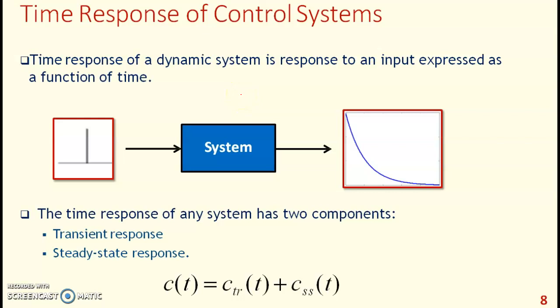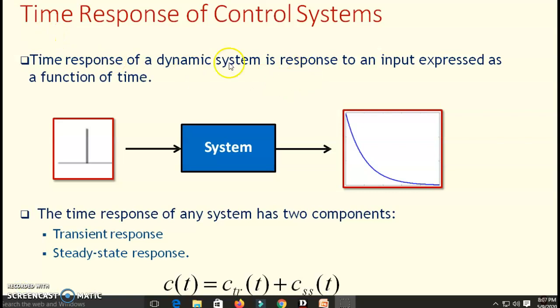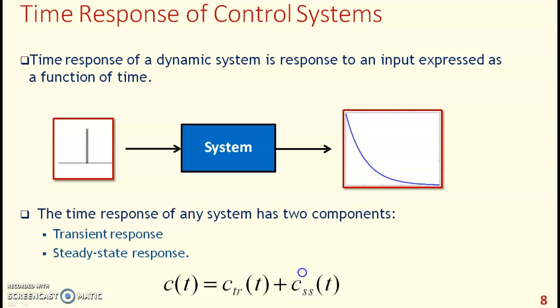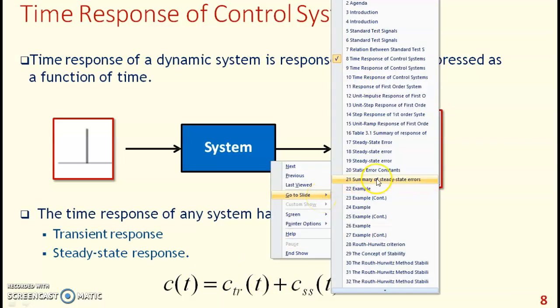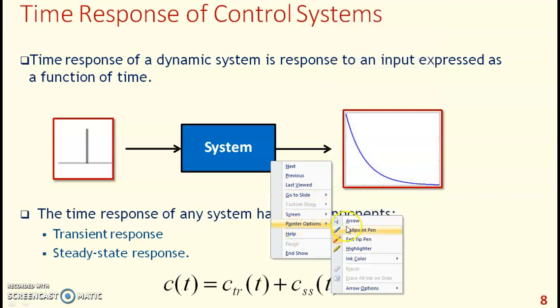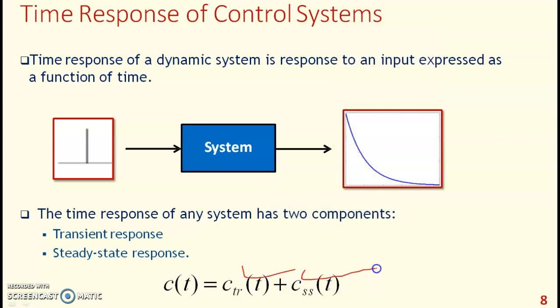Then the time response of a second order system. The time response of a control system: here we apply the input as a step signal and the output is exponential. In the time response there are two response curves, one is the transient response and the other is the steady state response. The total response is represented as c of t equal to c_tr of t plus c_ss of t, where c_tr of t is the transient response of the system, plus the steady state response, represented by c suffix ss of t.